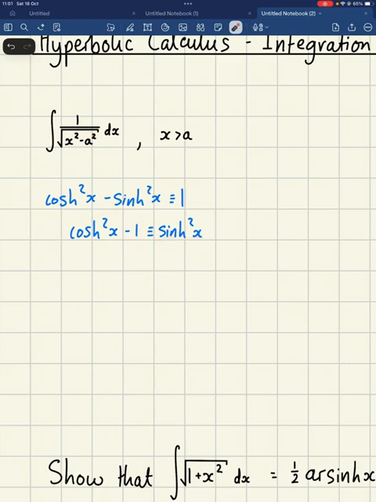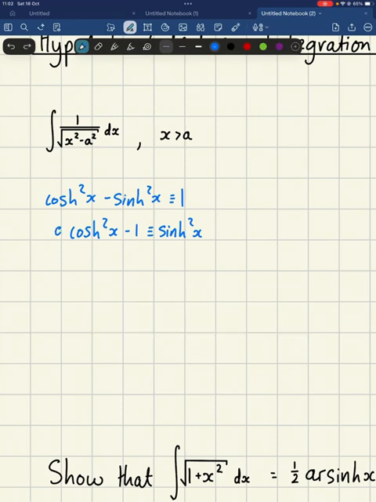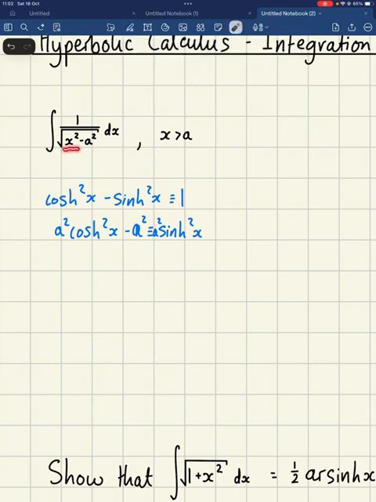So we get sinh squared x. We can see that this square root will be the square root of sinh squared x, which is just going to be sinh x. So we see the cancellation working from these substitutions and identities. Because we've got a squared over here, if we add a squared to both sides, we get a squared cosh squared theta minus a squared is a squared sinh squared theta. Well, that's what we've got here: an x term squared minus a squared.